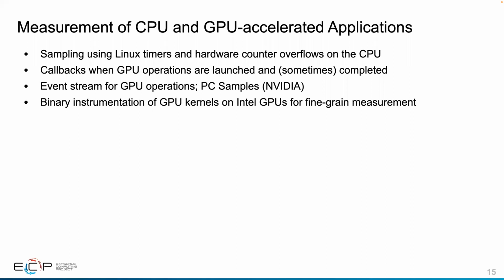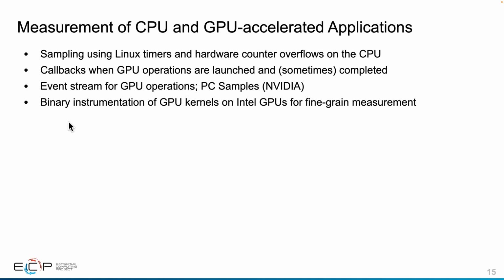So when we're measuring CPU and GPU accelerated applications, we're typically using sampling on the CPU, and the sampling is driven by either Linux timers or hardware counters. So we can count cache misses or the completion of instructions or stalls on the processor. There's lots of things that can be counted. Typical processors today have maybe 200 counters in them.